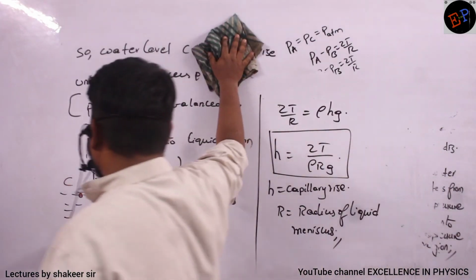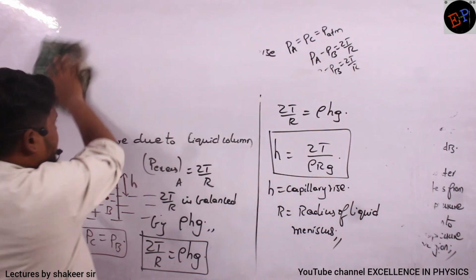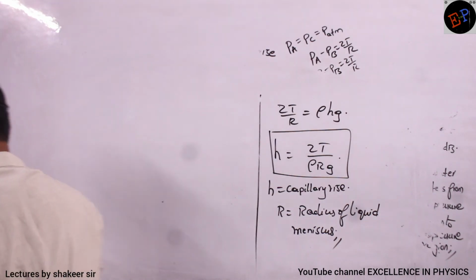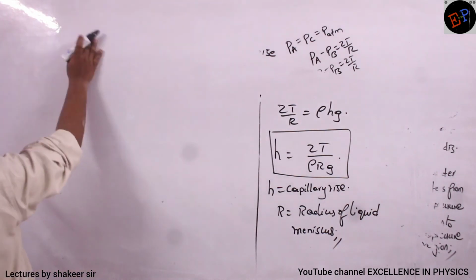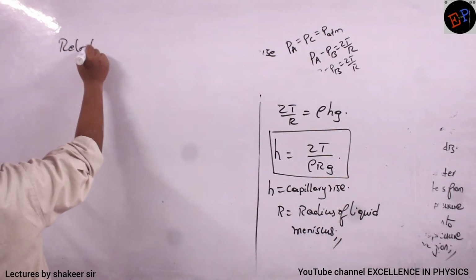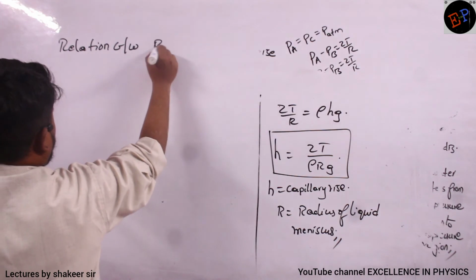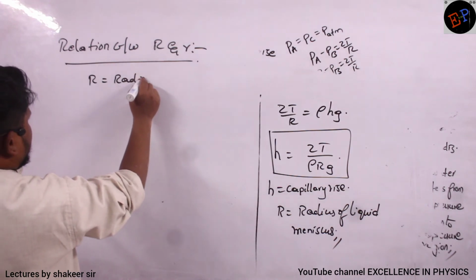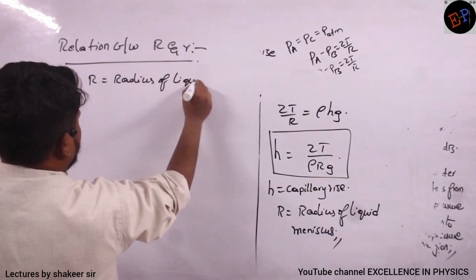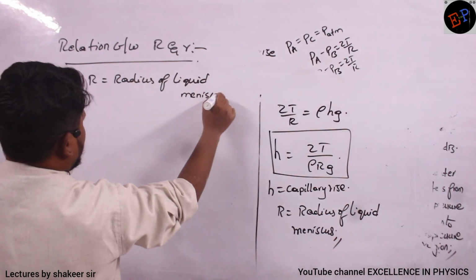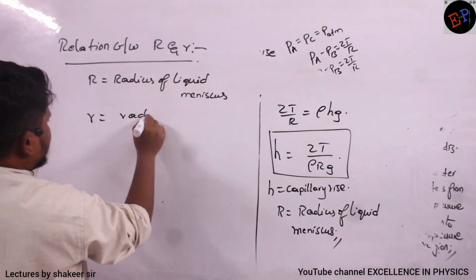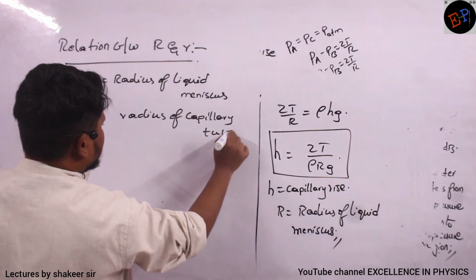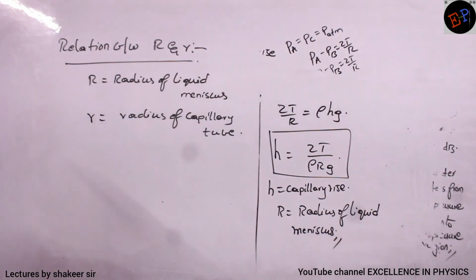Completed now up to here. So now let us see the relation between capital R and small r. Okay? What is capital R? Radius of liquid meniscus. Okay? What is small r? Radius of capillary. Radius of capillary tube. Capillary tube also will have a certain radius, no? That radius is called small r.